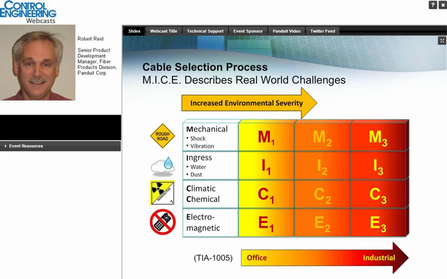So MICE is mechanical, ingress, climatic, chemical, electromagnetic. We may have water ingress. In this case, we might need a cable that is gel-filled and water blocked. Mechanical: we might have some radical bends of the fiber. Therefore, we would use this PCF fiber, which is very robust and very tough against bending. Electromagnetic: this is why we would choose fiber, because fiber solutions are typically benign against electromagnetic interference. So it's very important to select the type of cable based on the MICE criteria.